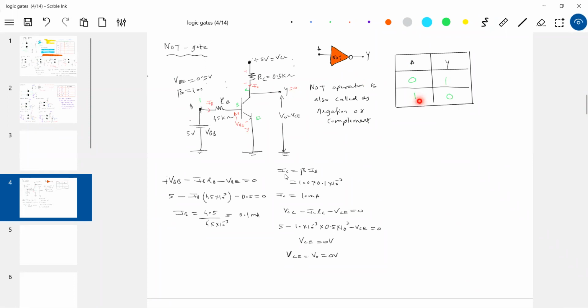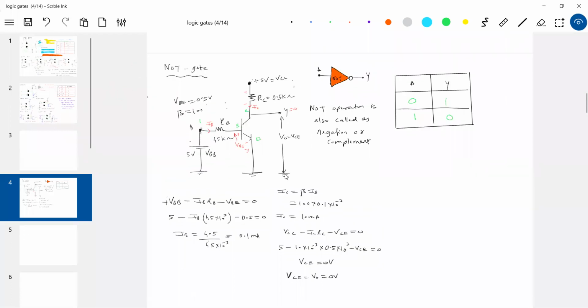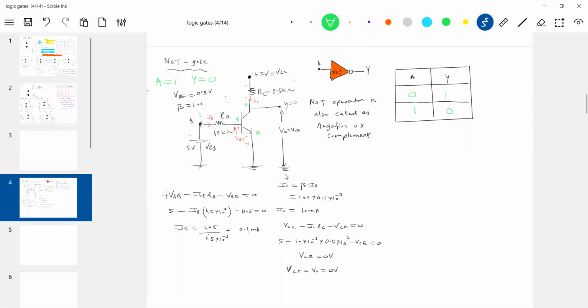So what we have tested is, when A is high, output Y will be low. A is input, Y is output here. So the very first case we have verified: A equal to 1, Y equal to 0. Okay, let's see the other case. If A equal to 0, what happened? Let's see what we get.